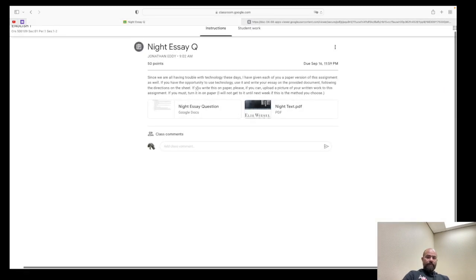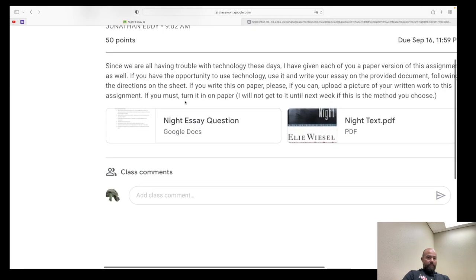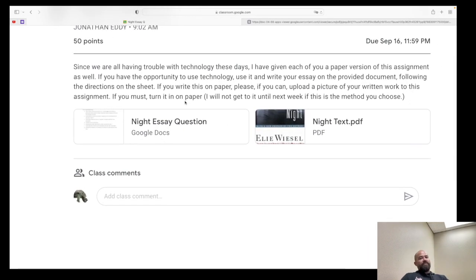Okay, so in the instructions, since we're all having trouble with the technology these days, I've given each of you a paper version. Everybody should have one of those. If you don't, there's some extra copies up on that front desk. If you have the opportunity to use technology, use it and write your essay on this provided document that you'll have. If you write this on paper, if you can, upload a picture of your work to the assignment. That's going to be a whole lot quicker.